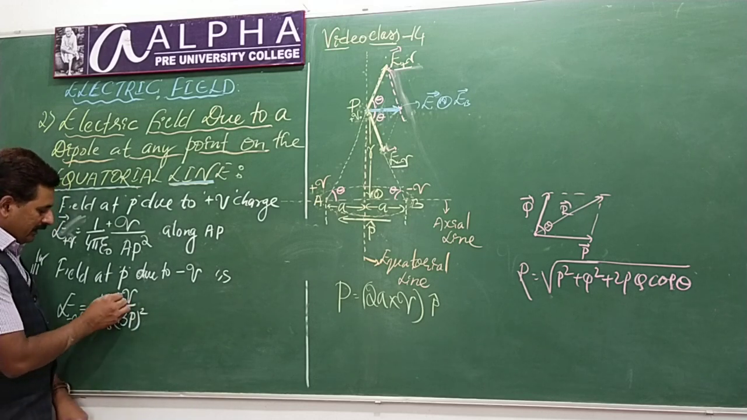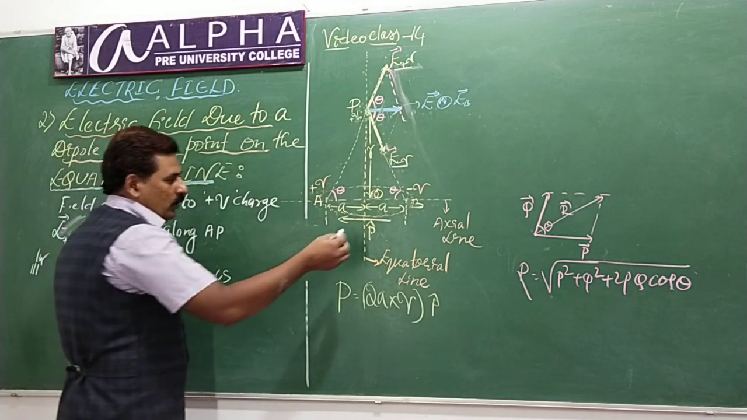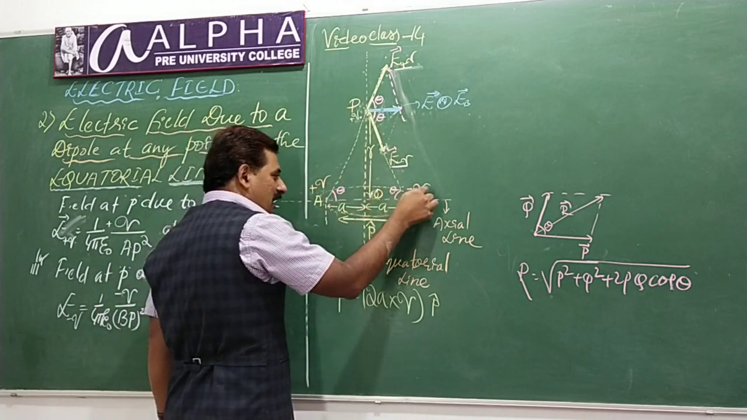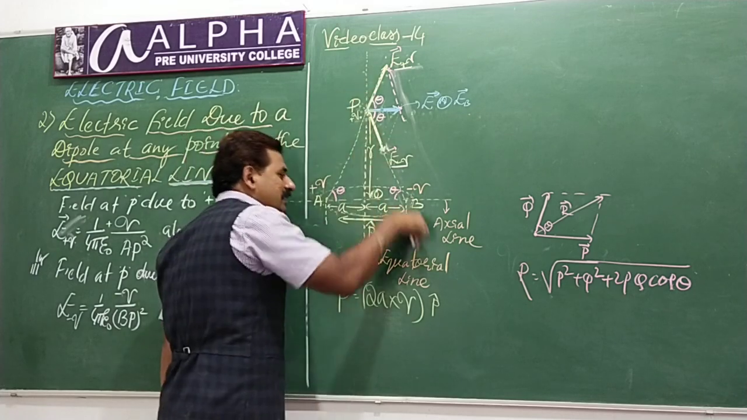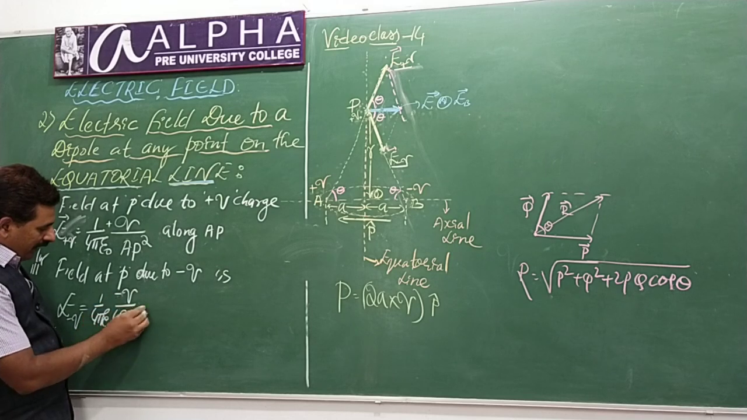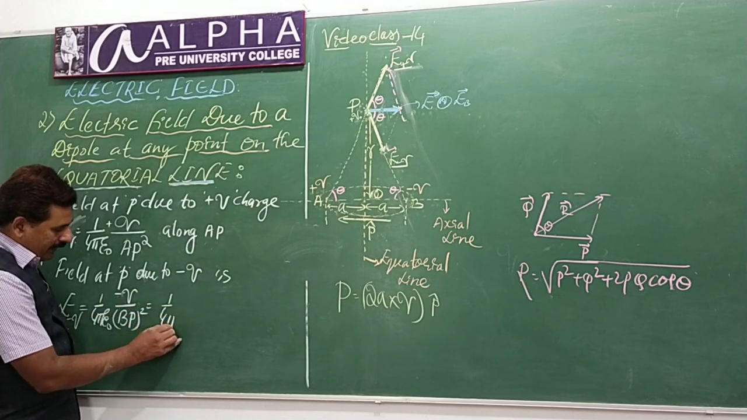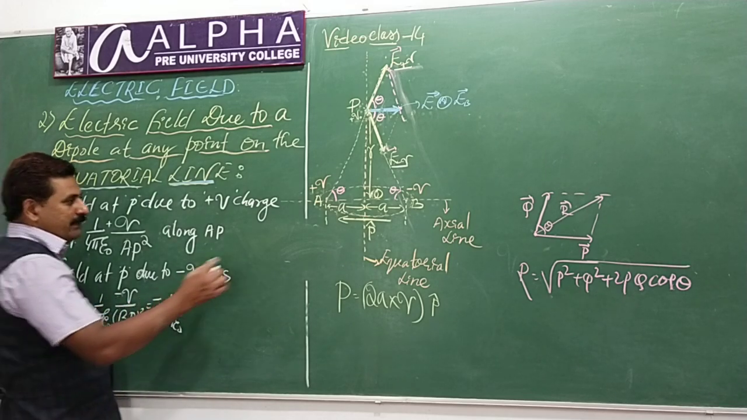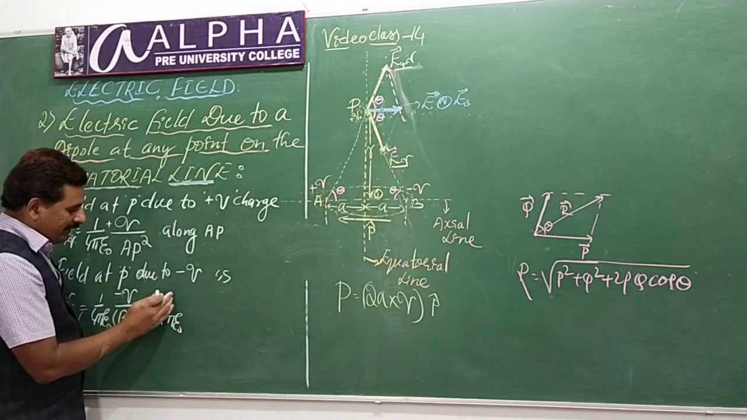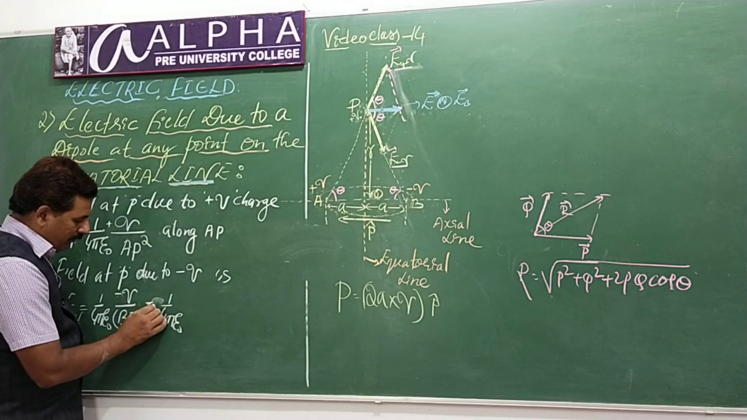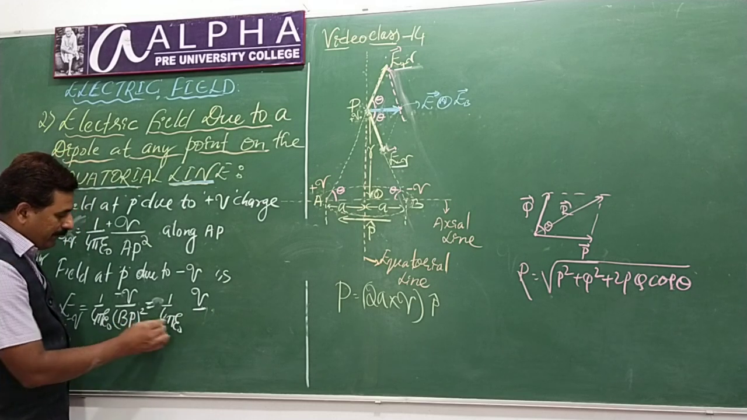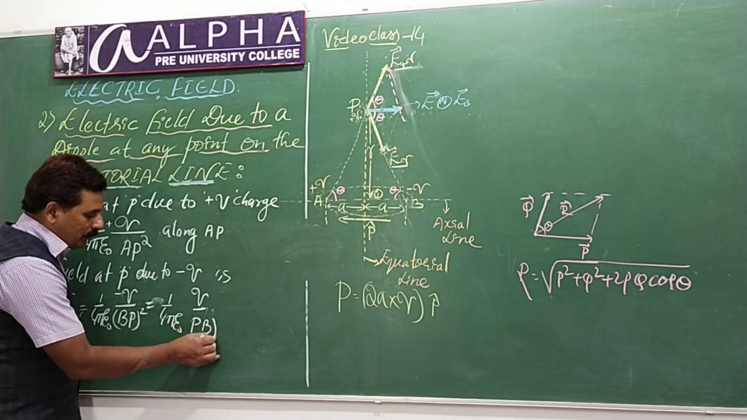But here, the charge is negative. You are looking at P from B, that's why BP. But since the charge is negative, electric field is towards that point. That's why you have to change the direction, PB. If I write 1 over 4 pi epsilon naught, minus means along BP, opposite. If I write minus sign, opposite. If I remove the sign, you have to write PB, because electric field is from P to B, whole square.